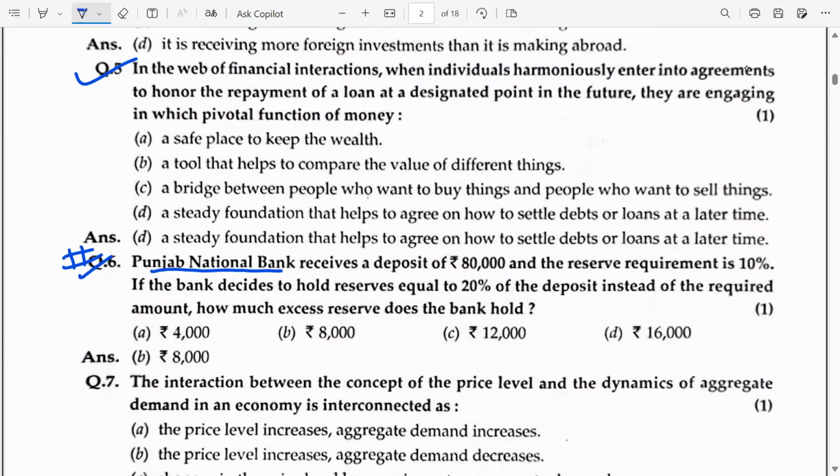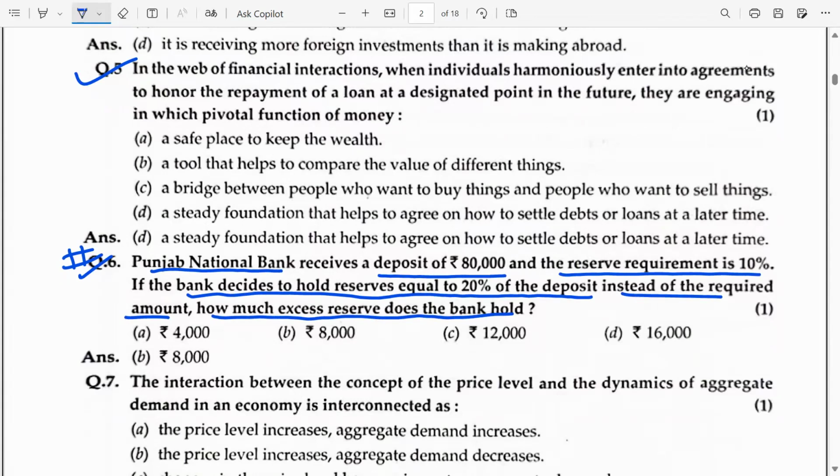Punjab National Bank receives a deposit of 80,000 rupees. The reserve requirement is 10%. If the bank decides to hold reserves equal to 20% of the deposits instead of the required amount, how much excess reserves does the bank have?